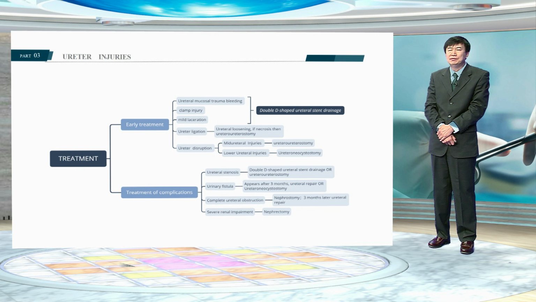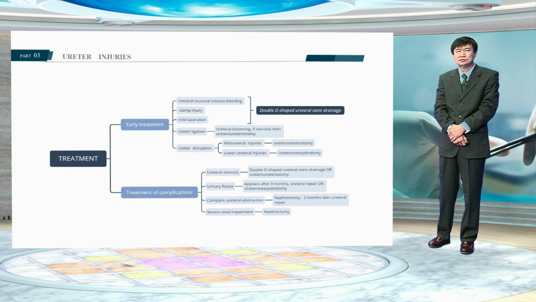The principle of management is early repair to protect renal function and drainage of urinary extravasation. For mucosal and submucosal damage, clumping, mild laceration, perforation, and dehiscence, a Double J stent is enough. For ligation, transection, and segmental injuries, ureterostomy, ureteral reimplantation, autotransplantation of the kidney, and ileal ureter interposition might be necessary.